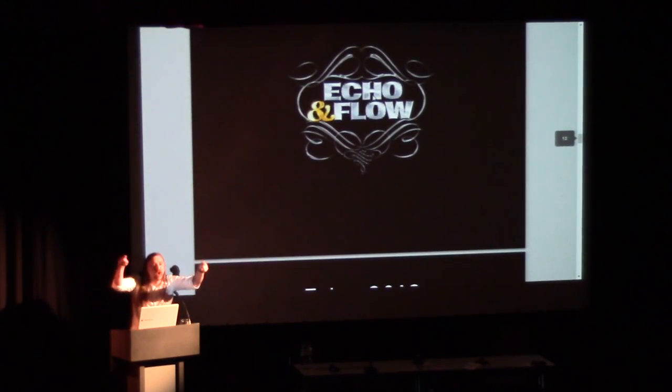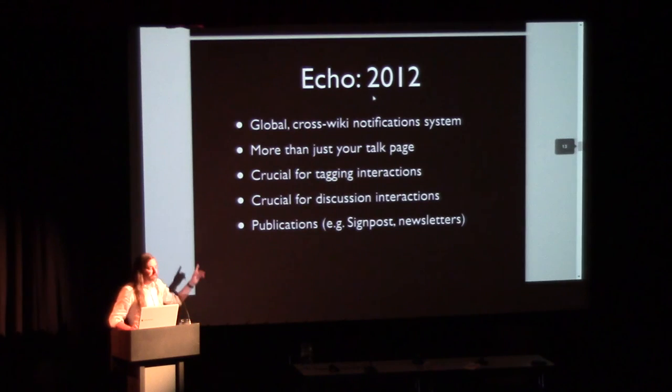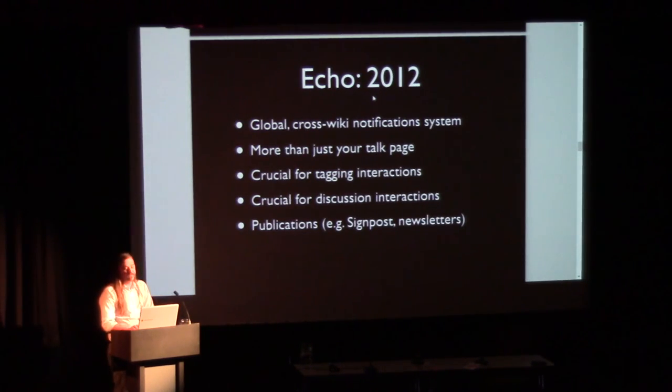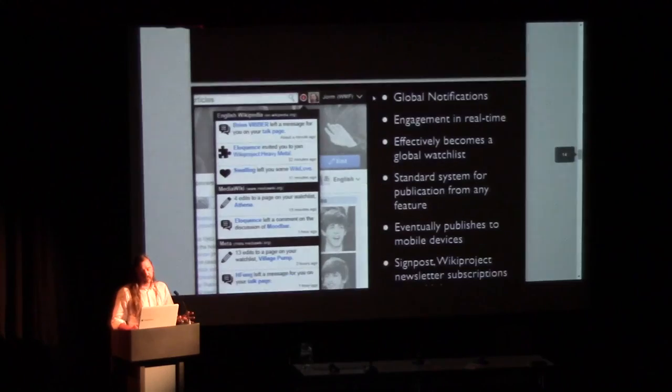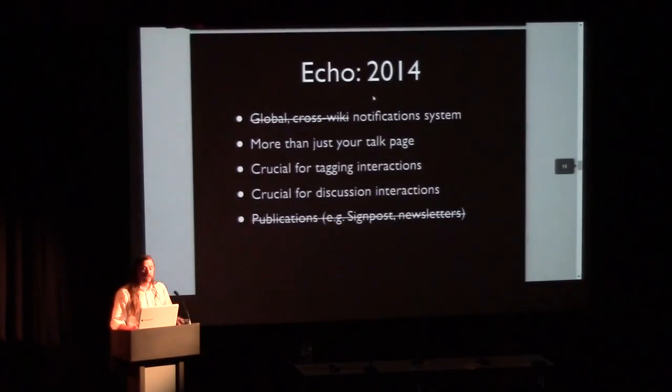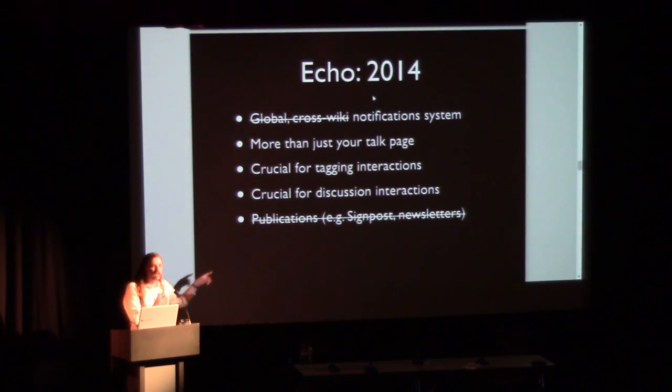Echo and Flow. Somebody gets this joke. In 2012, the design of Echo was about global cross-wiki notifications, and we had some really ambitious ideas for what this was going to be. Echo was and remains one of the fundamental underpinnings of the architecture for our systems. Here's what it looked like then. Those are just some ideas. Unfortunately, we didn't get there. The global cross-wiki piece, which was near and dear to my heart, did not make it through the product cycle. So at this point, Echo is still just local wiki. That's kind of a sad thing, but hopefully we're going to fix that, especially since Flow is already cross-wiki.